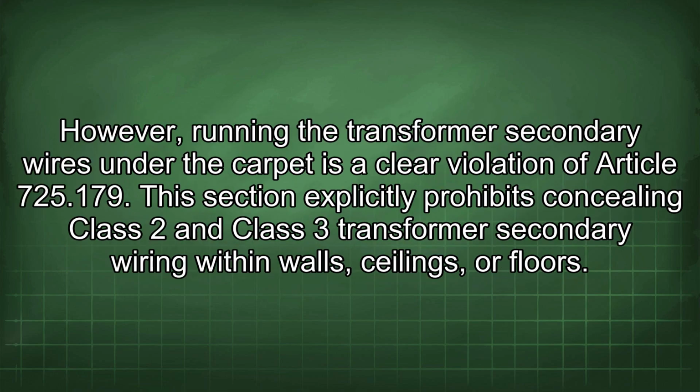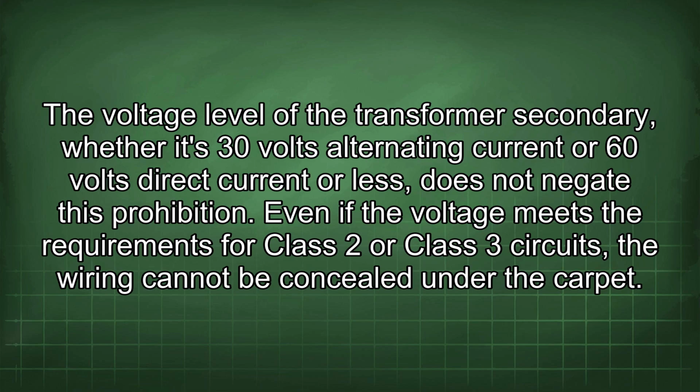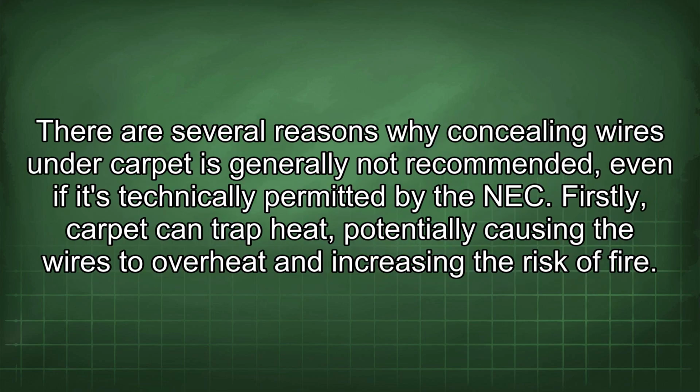However, running the transformer secondary wires under the carpet is a clear violation of Article 725.179. This section explicitly prohibits concealing Class 2 and Class 3 transformer secondary wiring within walls, ceilings, or floors. The voltage level of the transformer secondary, whether it's 30 volts alternating current or 60 volts direct current or less, does not negate this prohibition. Even if the voltage meets the requirements for Class 2 or Class 3 circuits, the wiring cannot be concealed under the carpet.